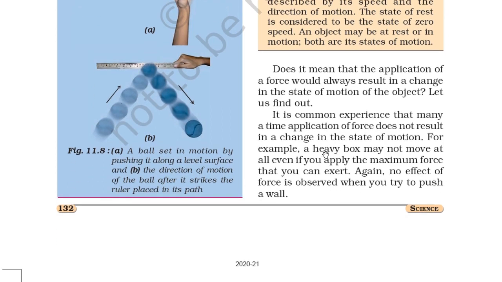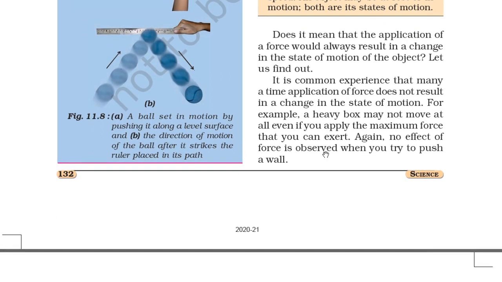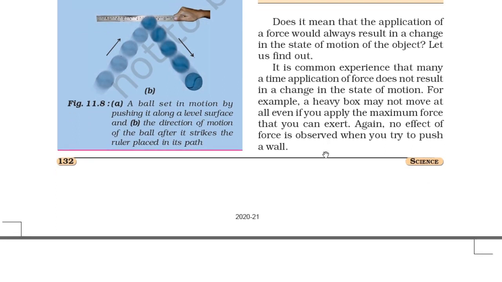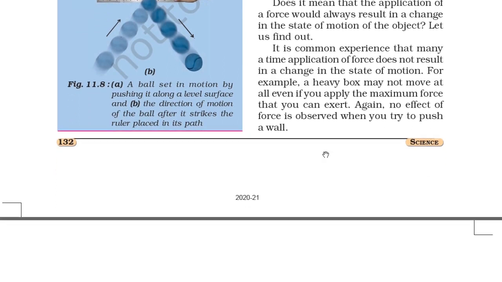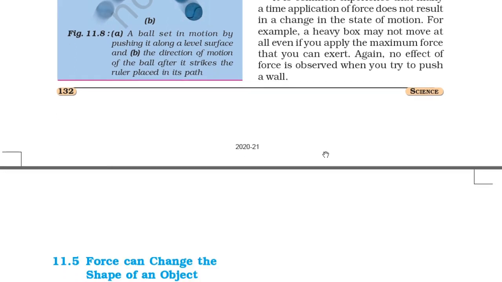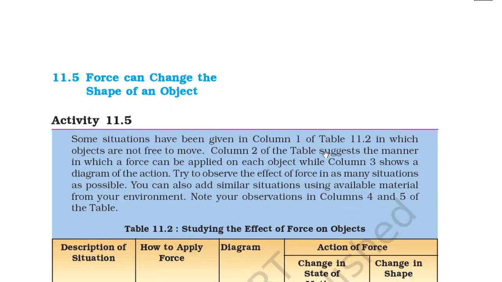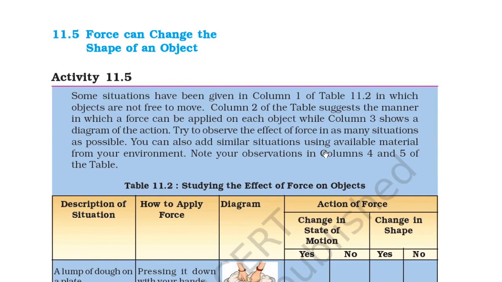So, does it mean that the application of a force would always result in a change in the state of motion of the object? Let us find out. It is a common experience that many times application of force does not result in change of the state of motion. For example, a heavy box may not move at all even if you apply the maximum force that you can exert. Again, no effect of force is observed when you try to push the wall. Activity 11.5: force can change the shape of an object.